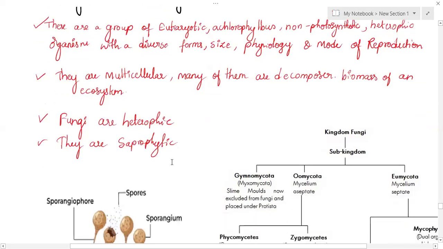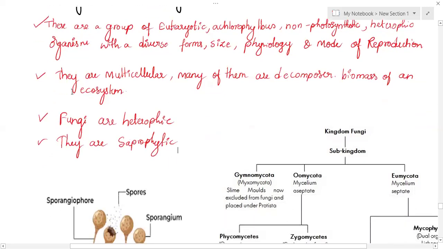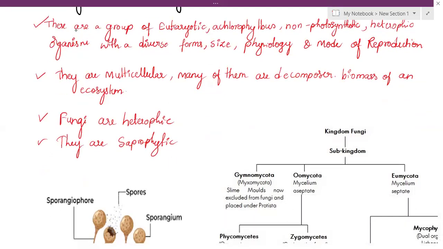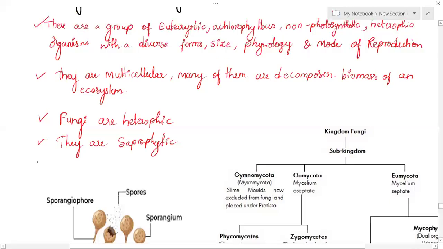Coming to reproduction, there are types of reproduction. Can anybody name them? What are the types of reproduction that we can see in the fungi? Both sexual and asexual mode of reproduction. Asexual reproduction could be by fragmentation, budding, fission, sclerotia, like that. Okay.